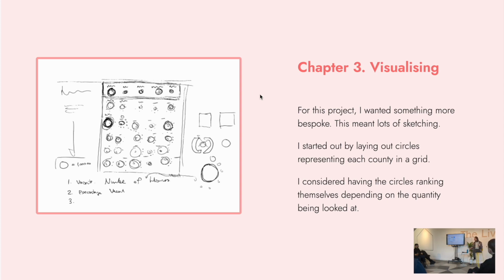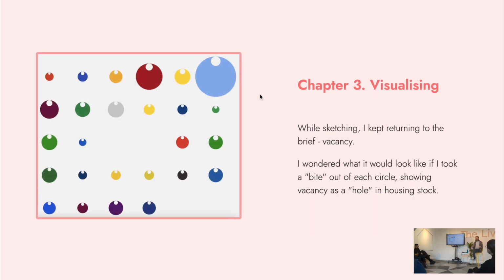And when sketching, I kept going back to the brief, which is vacancy. You're thinking about what's the actual thing we're trying to look at here. And I wondered what it would look like if I took a bite out of every circle, and that bite meaning the vacant houses in that area. I quite liked that because it tied into the idea of vacancy. David McWilliams calls it a vandalism on society. And I quite liked the idea of this chunk being missing from a county. I thought it was quite nice and powerful there.